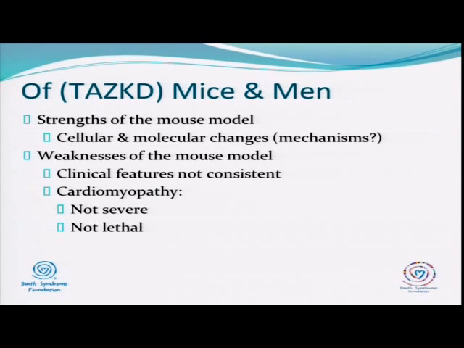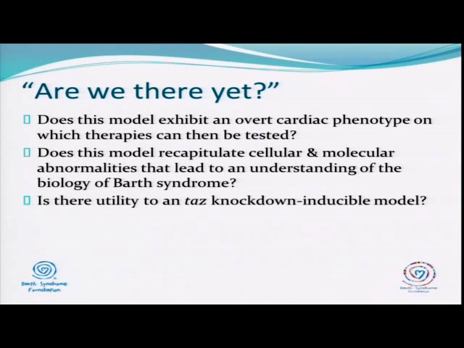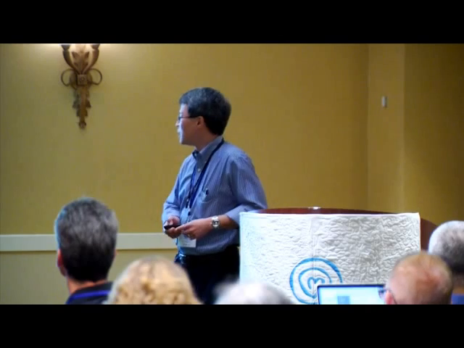I don't know if this is necessarily a bad thing, because we do have some phenotypic features, and we can test therapies and use these as endpoints. Does the model recapitulate cellular and molecular abnormalities that lead to an understanding of the biology of Barth syndrome? I think absolutely, the answer is yes. Is there a utility to the TAZ knockdown inducible model? Again, I think the answer is yes.